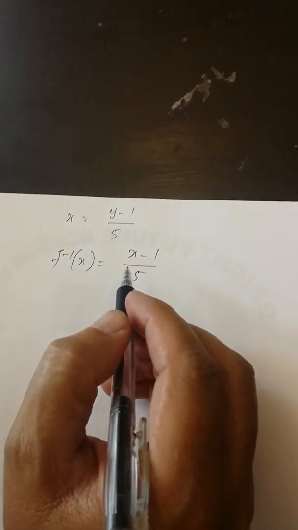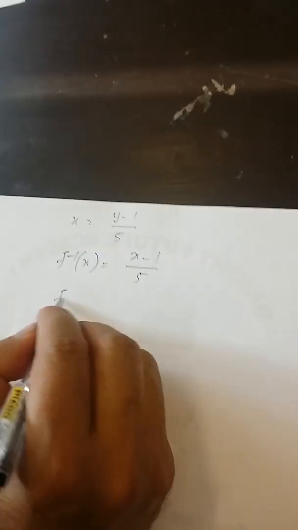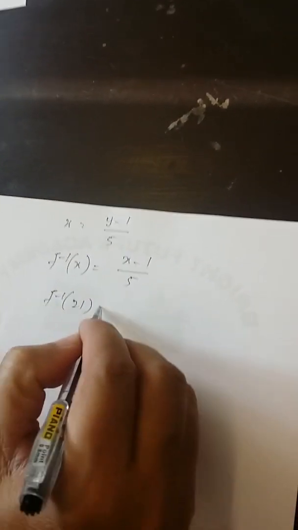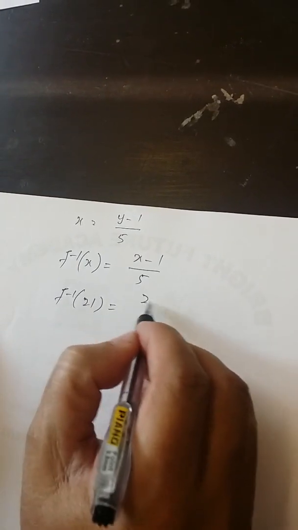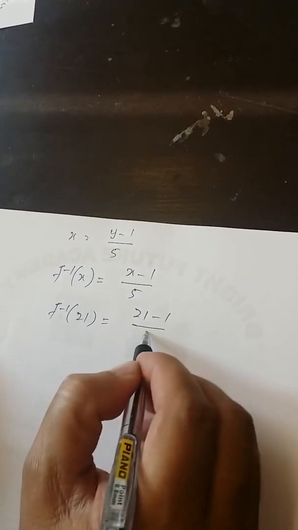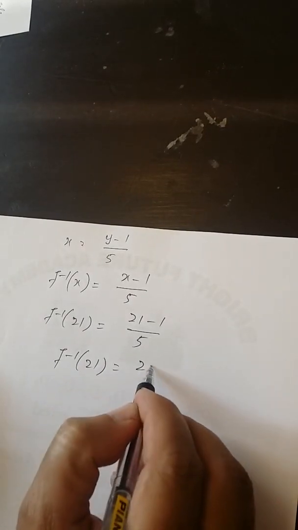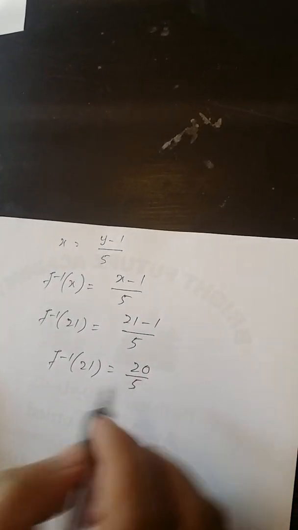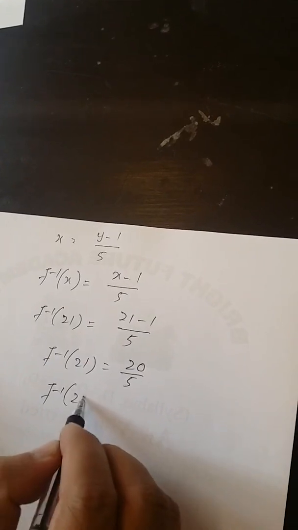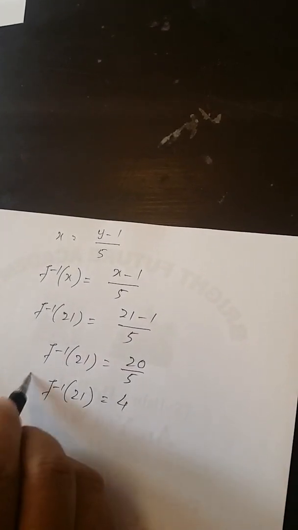Now we have to find f inverse of 21. Just replace x with 21. So it will be (21 minus 1) upon 5. F inverse of 21 will be 20 upon 5. F inverse of 21 is equal to 4. This is the answer.